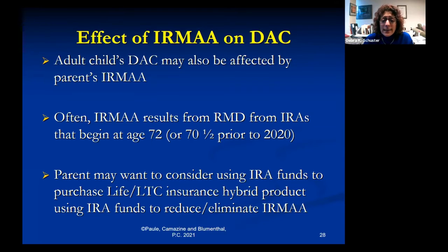So a parent may want to consider using IRA funds to purchase life or long-term care insurance hybrid products to reduce or eliminate this income-related bump in their Medicare Part B and Part D premiums. So they may accomplish two things in one fell swoop: reducing that income-related increase, and also by using IRA funds, being able to acquire life insurance or long-term care insurance.